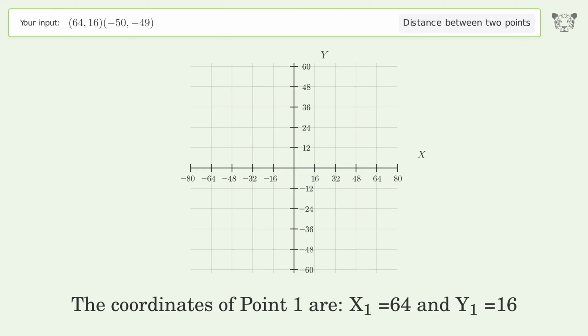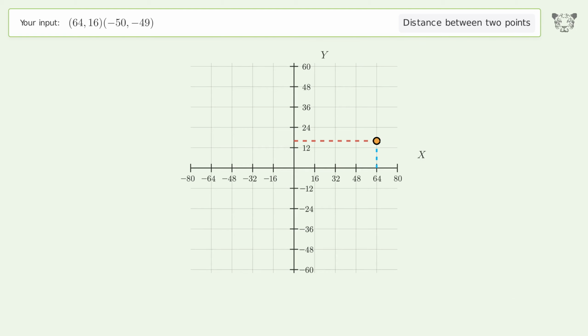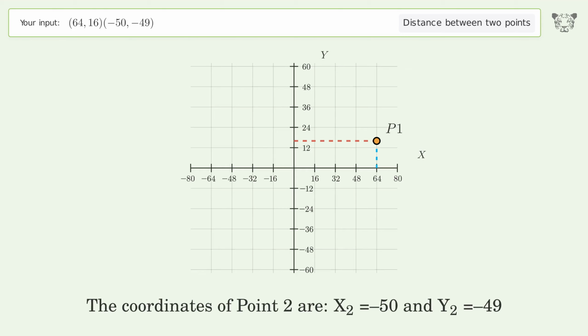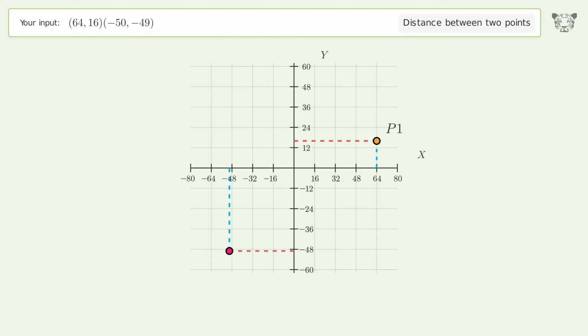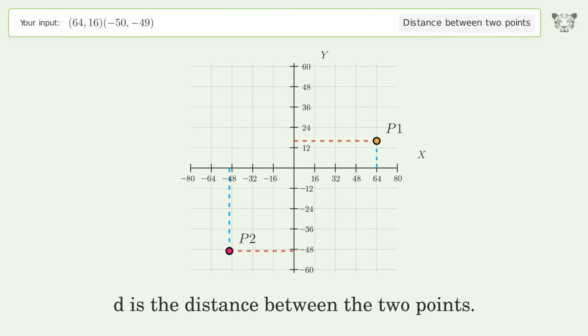The coordinates of point 1 are x1 equals 64 and y1 equals 16. The coordinates of point 2 are x2 equals negative 50 and y2 equals negative 49. D is the distance between the 2 points.